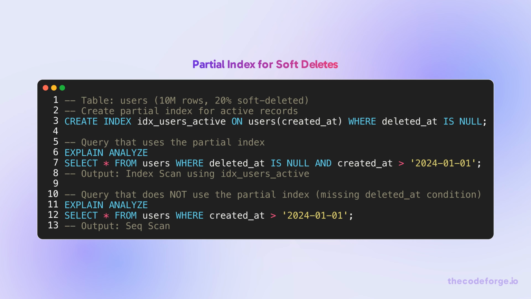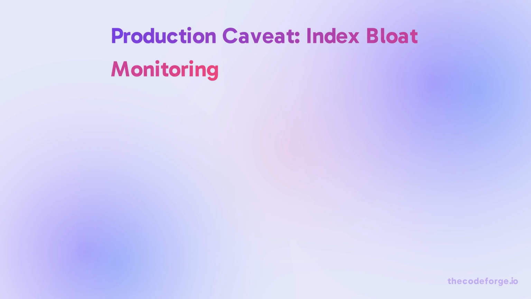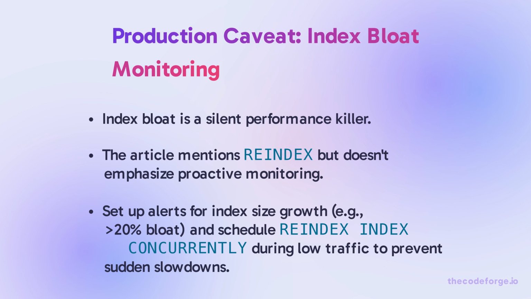The article mentions partial indexes for soft deletes but doesn't show the full pattern. Here's a concrete example. Index only rows where deletedAt is null, and ensure your queries match that condition exactly. Index bloat is a silent performance killer. The article mentions REINDEX, but doesn't emphasize proactive monitoring. Set up alerts for index size growth, e.g., 20% bloat, and schedule REINDEX INDEX CONCURRENTLY during low traffic to prevent sudden slowdowns.